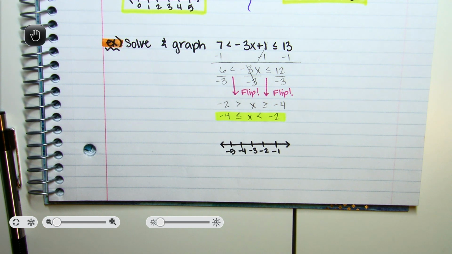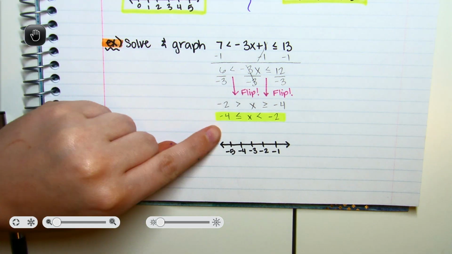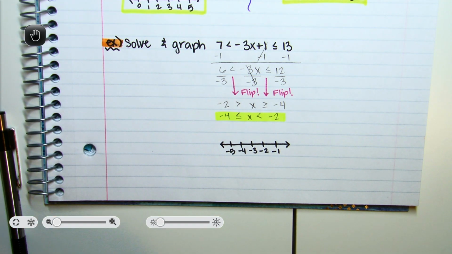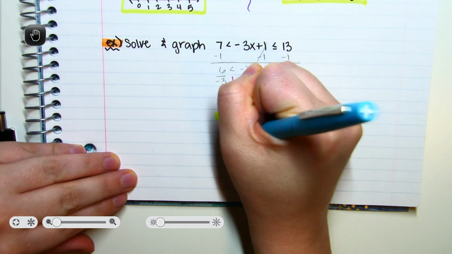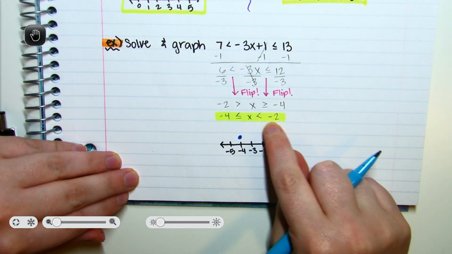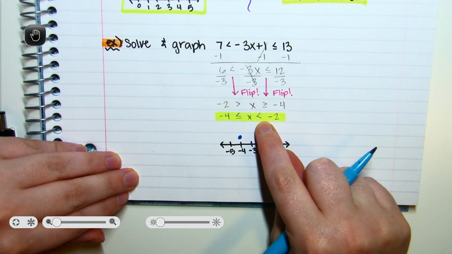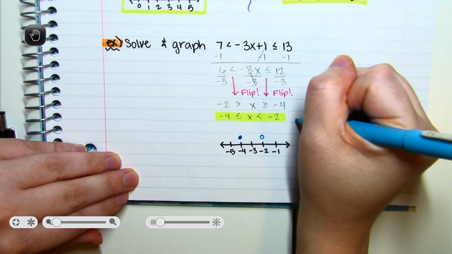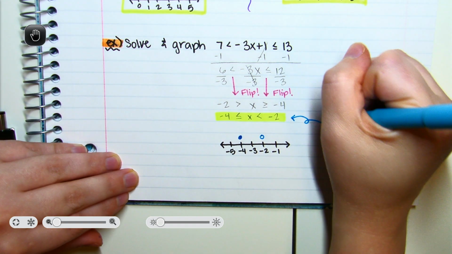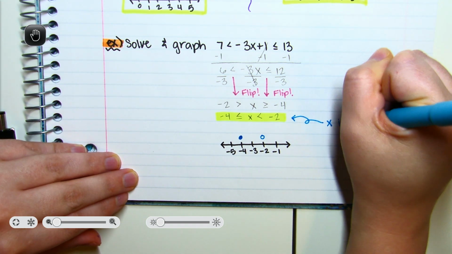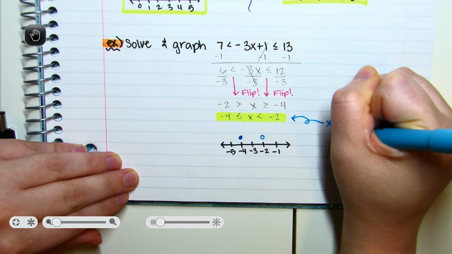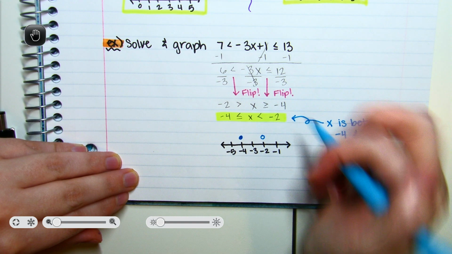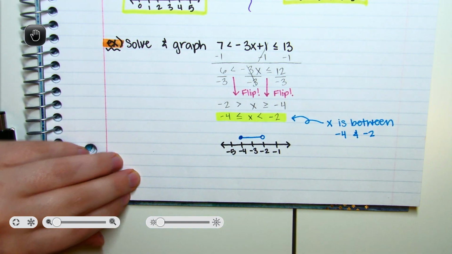Now I need to graph this. At -4, connected to x, it's an or equal to, which means it will be a closed circle at -4. At -2, it's connected to x with a non or equal to, which means it's going to be an open circle. And remember, this means x is between -4 and -2, which means on my graph, x is between -4 and -2.